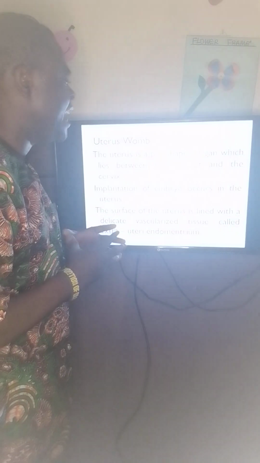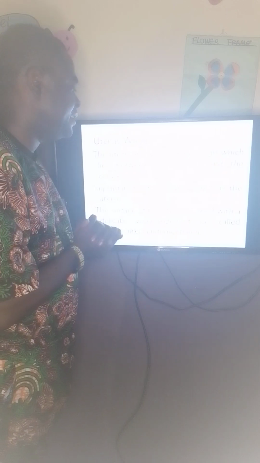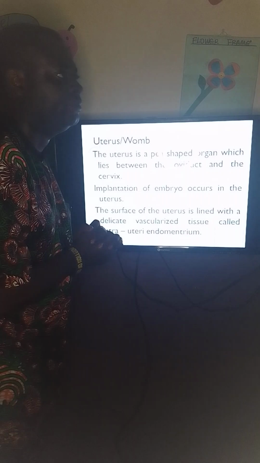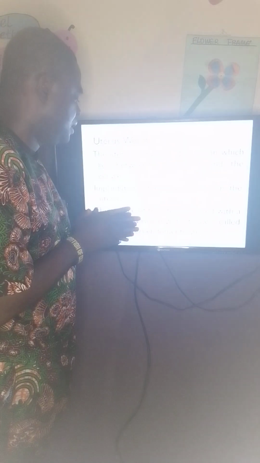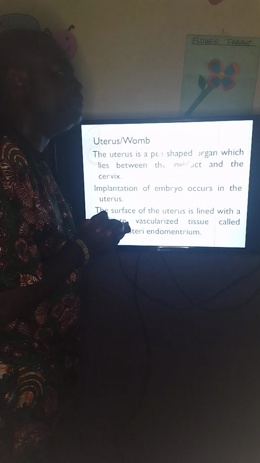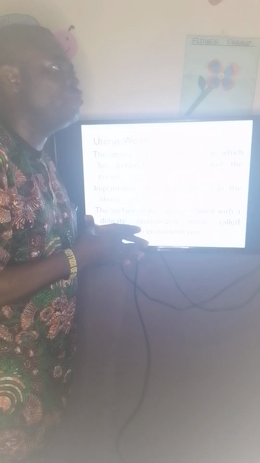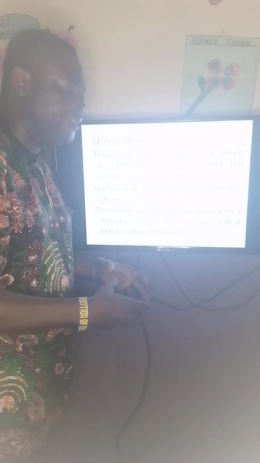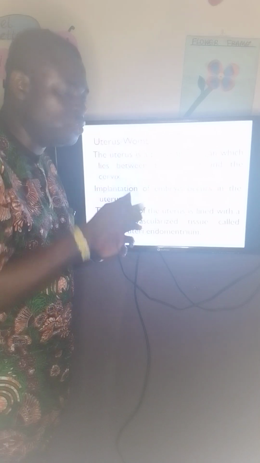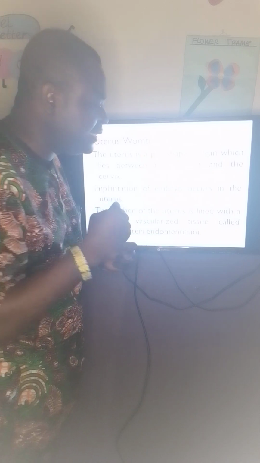The next one is the womb or the uterus. The womb is a pear-shaped organ that lies between the oviduct and the cervix. It's like a pear. Now, the function of the womb is implantation, which means attachment of the embryo. When fertilization takes place at the oviduct, the embryo is formed and slides down. It forms a morula, then a gastrula, cleavage occurs, and it forms a foetus, which comprises the amnion, chorion, and allantois. We are going to discuss that in another video. Then it becomes attached to the wall of the uterus.